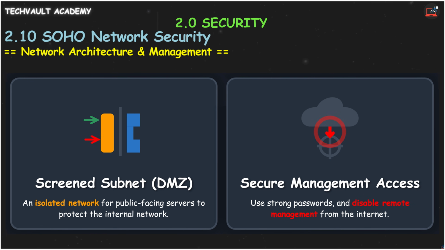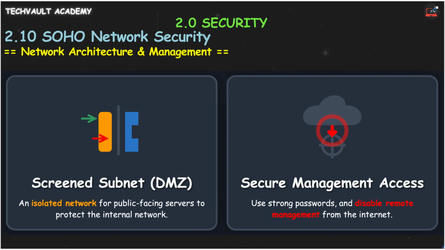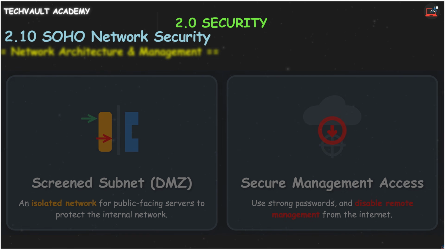To properly secure a network, we need to separate it into zones. For any services that need to be accessible from the internet, like a web server, you should place them in a screened subnet, also known as a demilitarized zone, or DMZ. The DMZ is like a secure reception area. Visitors can access it, but they can't get into your private internal network.